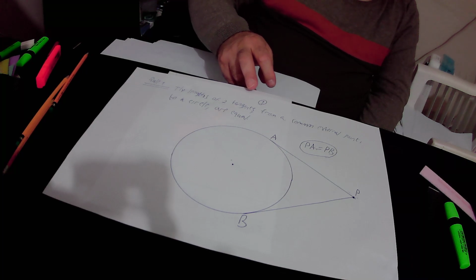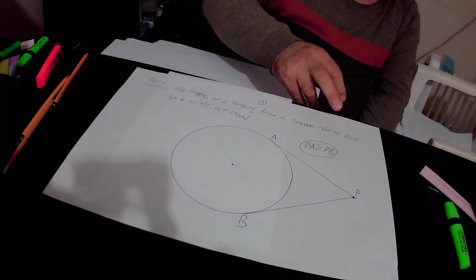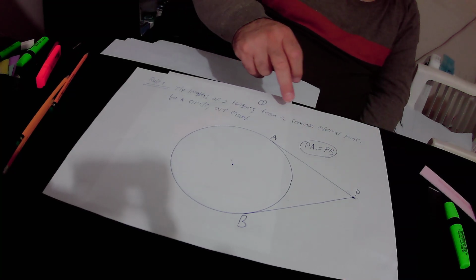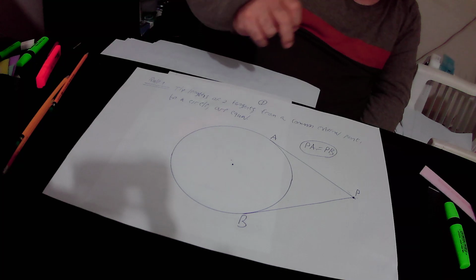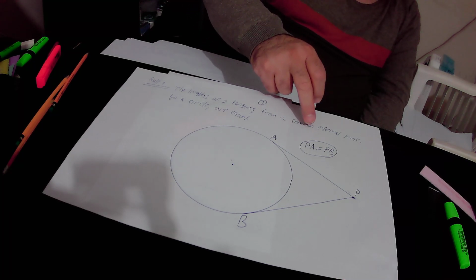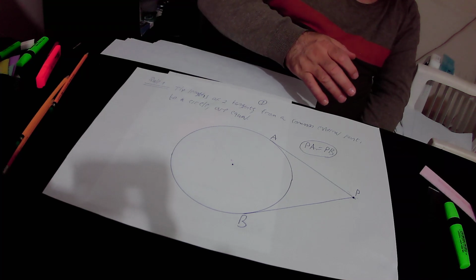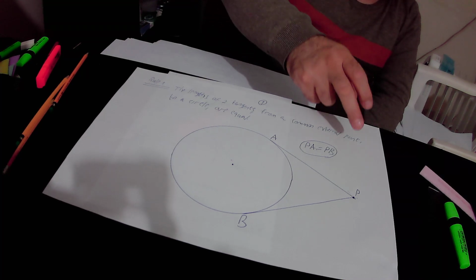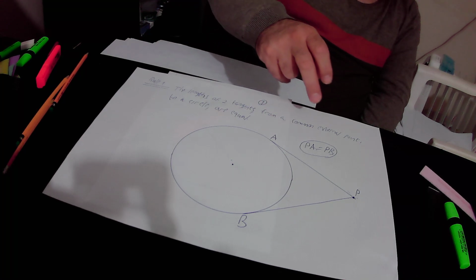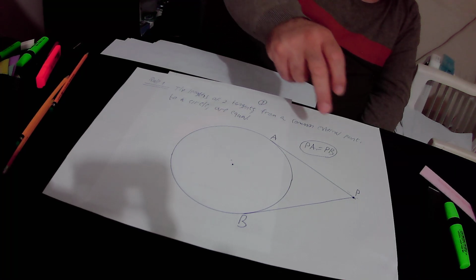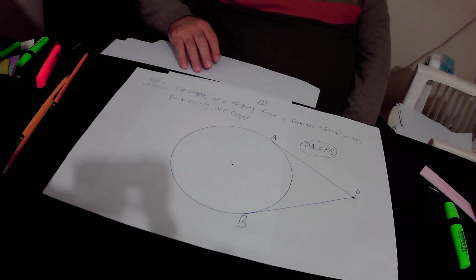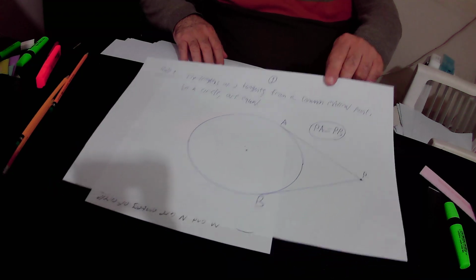So the lengths of two tangents from a common external point to a circle are equal. That is to say, PA equals PB. So whenever you draw from a common external point two tangents to a circle, then the lengths of those two tangents will be equal to each other. In this case, PA is equal to PB. Okay, so we can implement rule number 1 in our drawing.